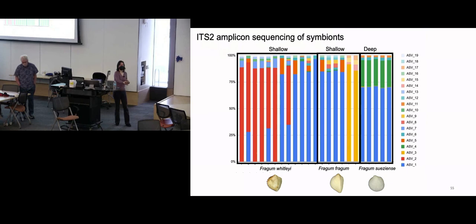My guess is it might, because they're taking up symbionts from the sediment, and the symbiont composition in the sediment probably will change due to ocean waves and other things. So we might see change, but that's a good question. If we sequence them again on a different time scale, we might see changes.